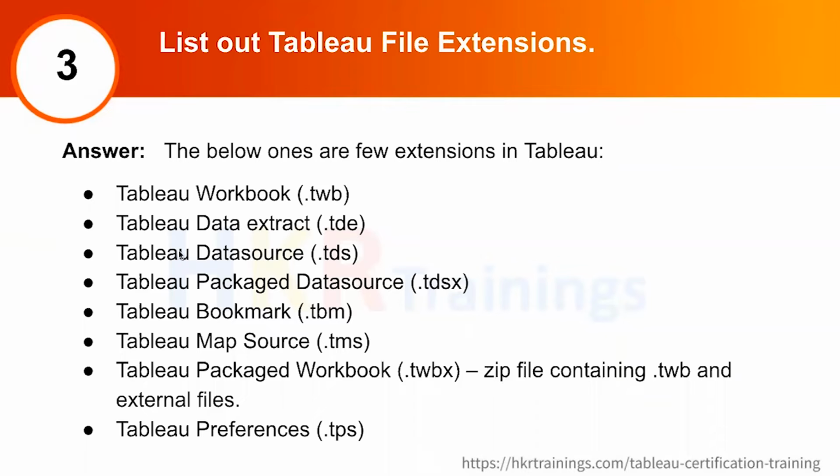Data source: we can separate the workbook from the data source also. We can simply select .tds and use this data source in further development. Suppose we want to create 5 reports with the same data source. One time we can create the data source, and we can connect 5 multiple workbooks with that particular file. Packaged data source means it contains everything: the metadata, the data source, the logical values, and everything. Tableau bookmark is also used for storing the metadata information. .tms is a map source. It contains the spatial file, the latitude and longitude of particular locations, and other things can be stored here.